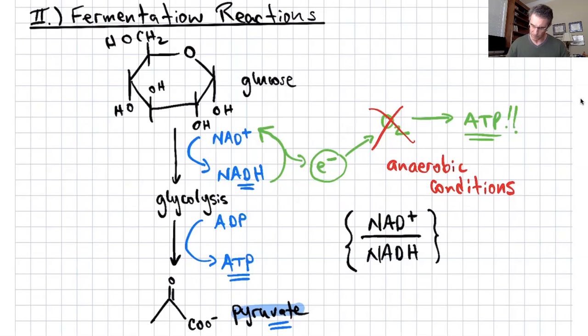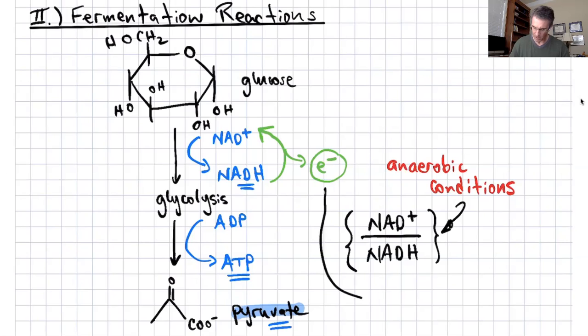Okay, so if cells need to maintain that ratio, even under conditions where there's no oxygen available to dump the electrons, what do you do? Well, the answer to this is you give up on this idea of using those electrons and their potential energy to synthesize as much ATP as you can, and you basically turn around and think about them as chemical waste.